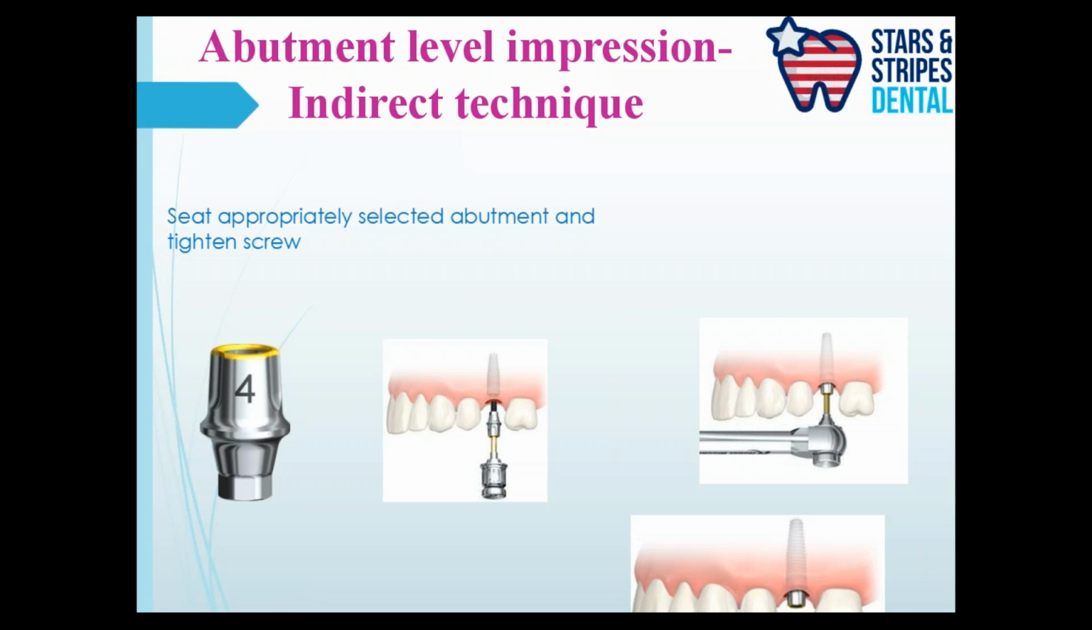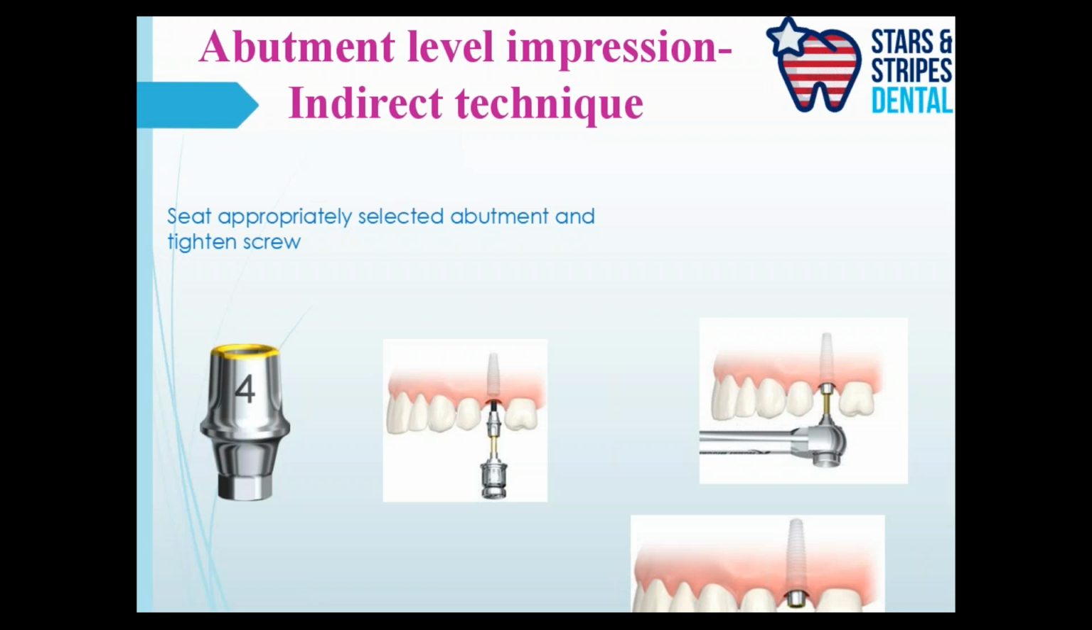Okay, so we are recording the position of the implant in the impression. That is why they call them implant level impressions. These are abutment level impressions. That means they are recording the implant abutment junction. Both together are being recorded, not just the implant itself. Okay, that is the difference here. Now, there are two techniques, indirect and direct.